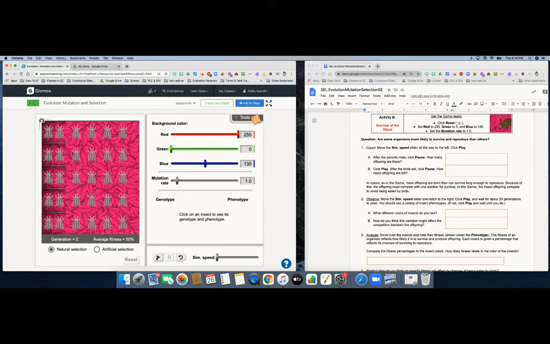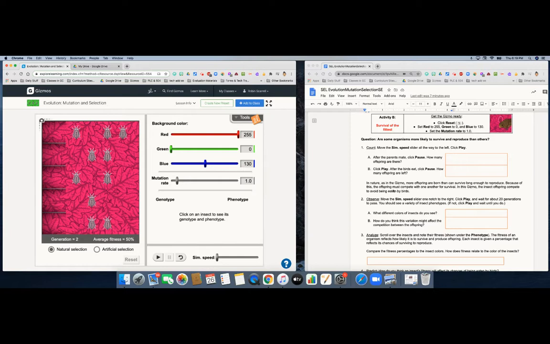Okay, so now it says to click play. After the birds eat, click pause. How many offspring are left? So this is before the offspring remate. Okay, here we go. Okay, birds done eating. How many do we have left? So how many offspring were there? There were 1, 2, 3, 4, 5 times 4. So there were 20 to start off with, right? How many did the birds eat? How many were left? So after the birds eat, we clicked. How many offspring are left? 3, 4, 5, 6, 7, 8, 9, 10 on mine.